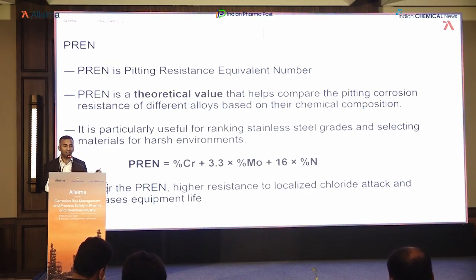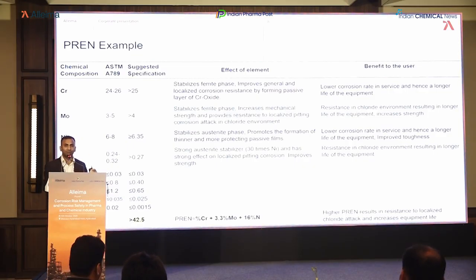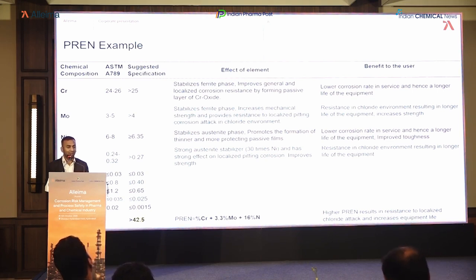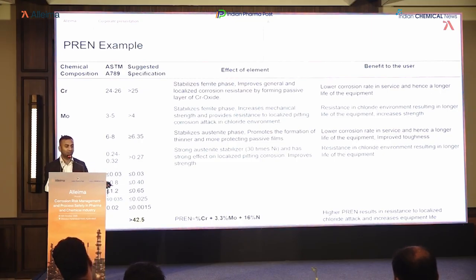I'll be explaining this with an example. As Jyoti said, in ASTM standards for any material, there is a range of alloying elements. This is an example of super duplex stainless steel, where in the ASTM standard the chrome percentage is mentioned as 24 to 26, moly 3 to 5, nickel 6 to 8, and nitrogen 0.24 to 0.32. If you go on the lower side, with 24 chrome, 3 moly, 6 nickel and 0.24 nitrogen, you'll end up with a PREN number of approximately 37.5.